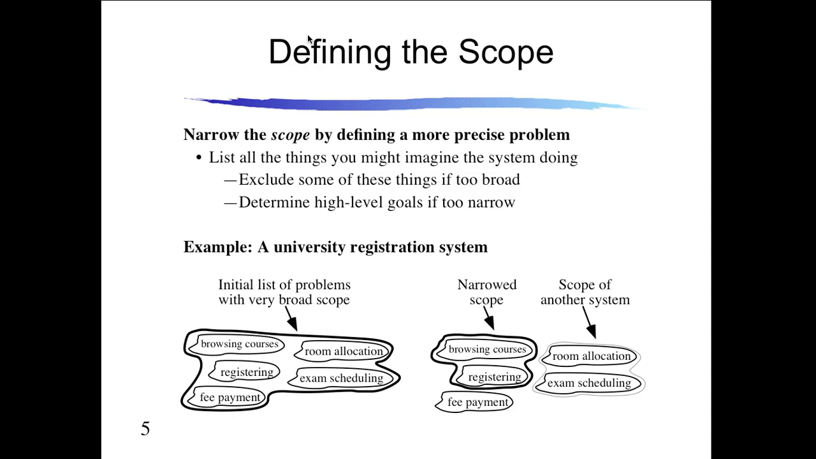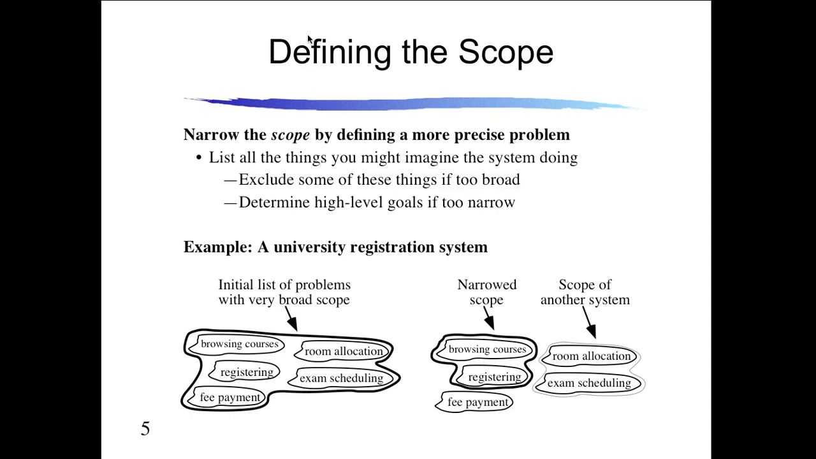Here's some examples of narrowing the scope, because what you really want to do is narrow that scope. The larger the scope, the more stuff you're building. The more it's going to cost you, the longer it's going to take. So you want to narrow it. So narrowing the scope, you can define it by redefining the problem more precisely. So you're still building the same system, but you're specifying out different components of it. So you can list all the things that you might imagine the system doing, and exclude some of those items to make it broad, or you can determine high-level goals to make it narrow.